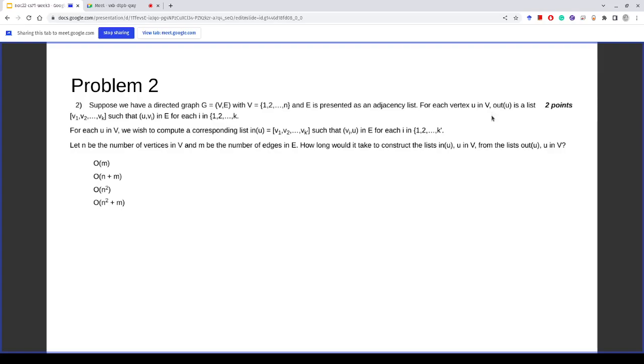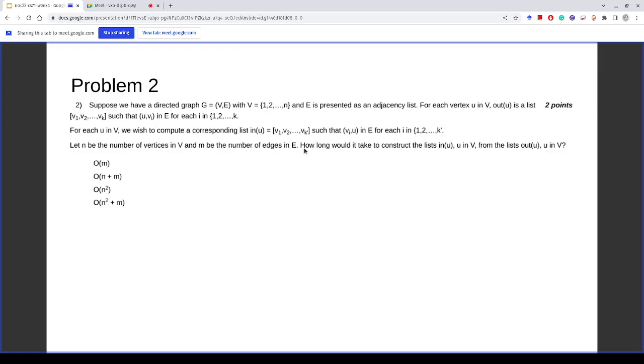So basically out U, U is a vertex here. If you have out 2, let's say, then for the vertex 2, whatever edges are going out from 2, like 2 to 3 or 2 to 4, let's say, out 2 would be a list of those vertices. And from this list, now you are told to construct an N U list.